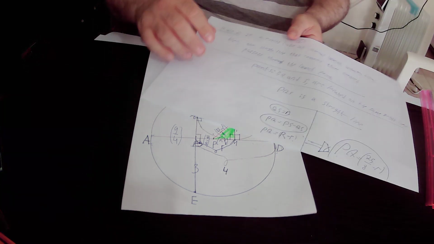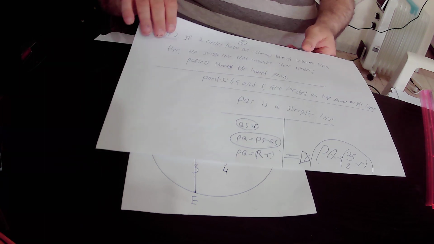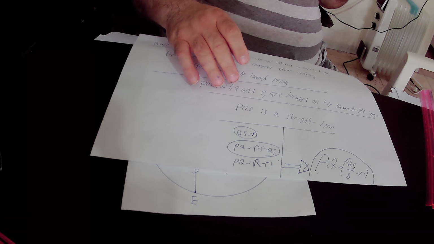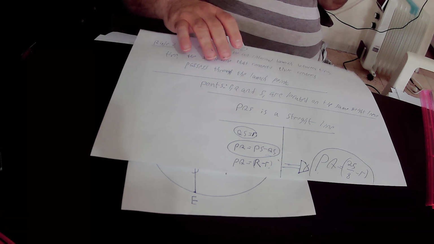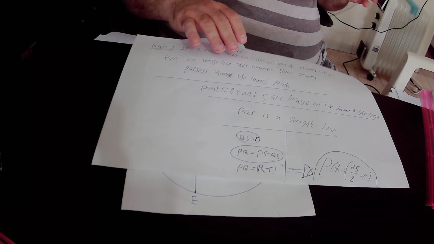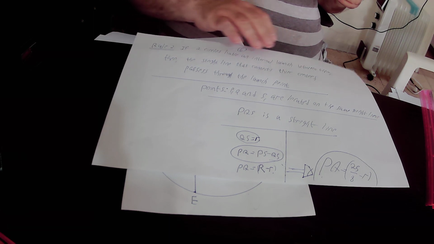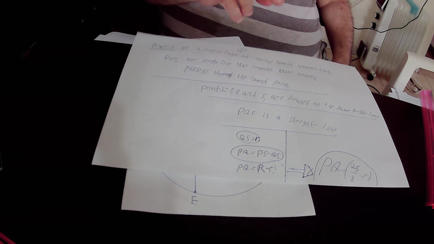Okay, I'll repeat again. Here, according to rule number 2, we get that in our drawing, points P, Q, and S are located on the same straight line, or PQS is a straight line.